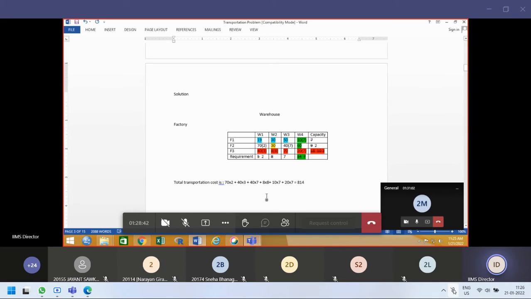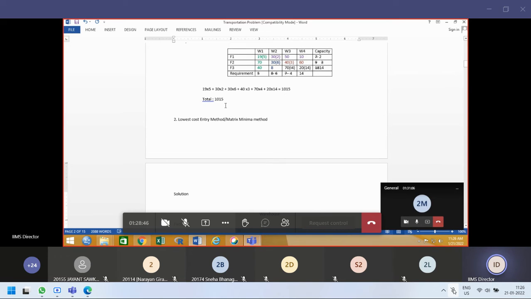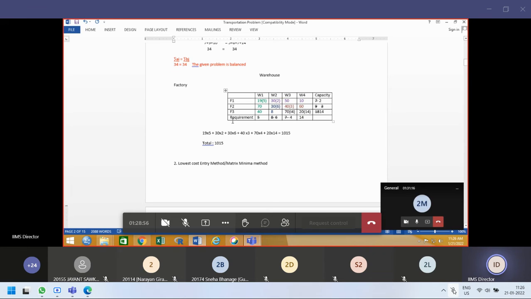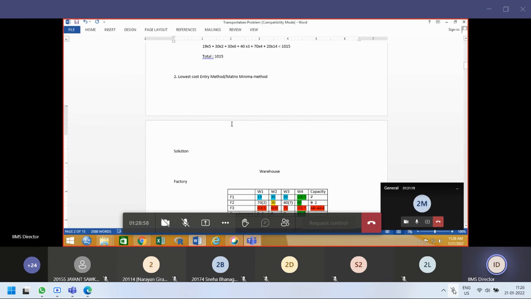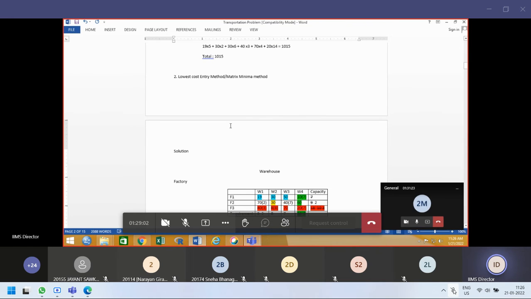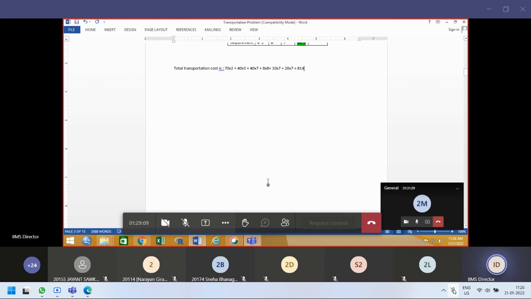Now the first method's transportation cost, what was it? Sorry, 1015. Right? Okay, 1015. So if you consider both methods, which method is the most suitable? The second method is the most suitable method in this case, right?